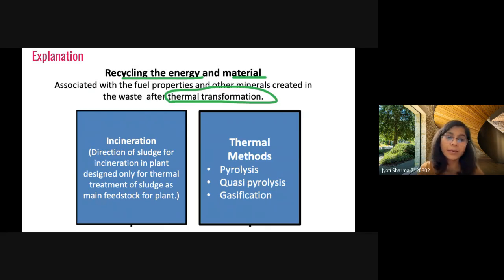For example, one is incineration. Then the other thermal methods we have are pyrolysis, quasi-pyrolysis, and gasification. I already explained the difference between these terminologies: incineration, pyrolysis, and gasification. I think you are clear about them. Can you remind me what we mean by incineration, pyrolysis, and gasification?